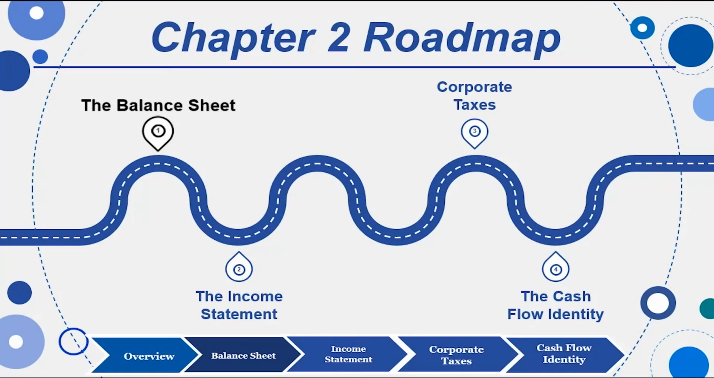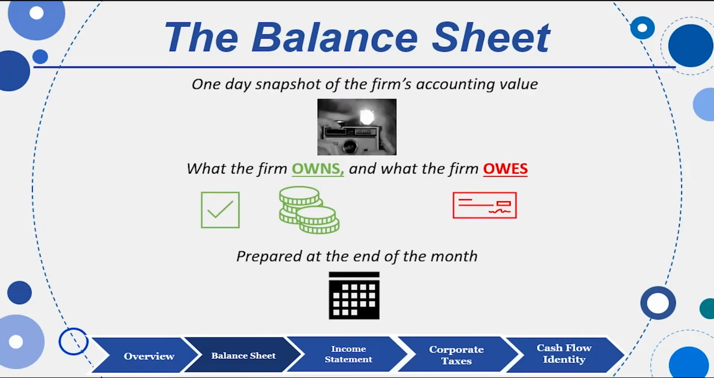First off, the first learning objective deals with the balance sheet. The balance sheet is a one-day snapshot. That's a key concept. Typically done at the end of the month, listing what the firm owns and what the firm owes. On the left, what it owns, on the right, what it owes, and any residual leftovers.